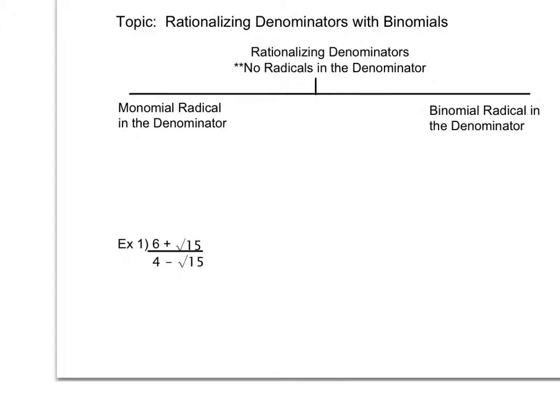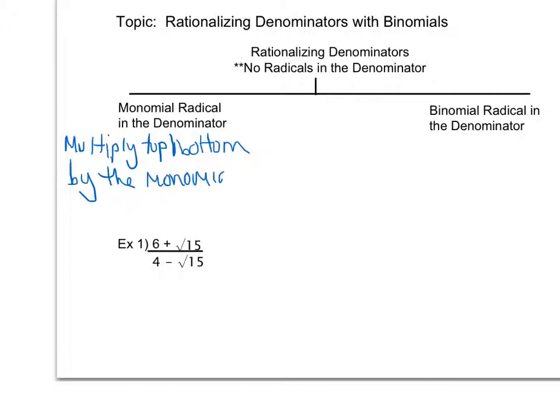If we have a monomial radical in the denominator, that is when we multiply top and bottom by the monomial radical. Because remember, when I multiply two monomial radicals together, for example, say the square root of 13 times the square root of 13, I end up with just 13, because in essence what I get is the square root of 13 squared, which then reduces, like I said, just down to 13.